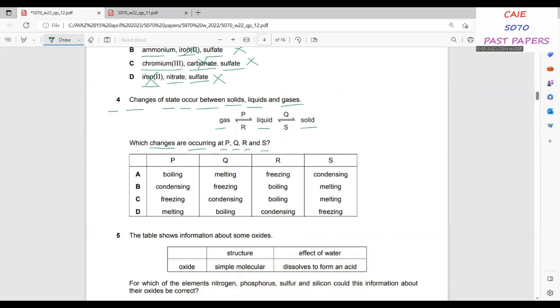So if I start with P. If gas changes to liquid, it's condensation. And Q is conversion of liquid into solid, which is freezing. What about R? R is the conversion of liquid into gas, it's definitely boiling. And S is conversion of solid into liquid, which is melting. So we are left with only one correct choice, and that is B.